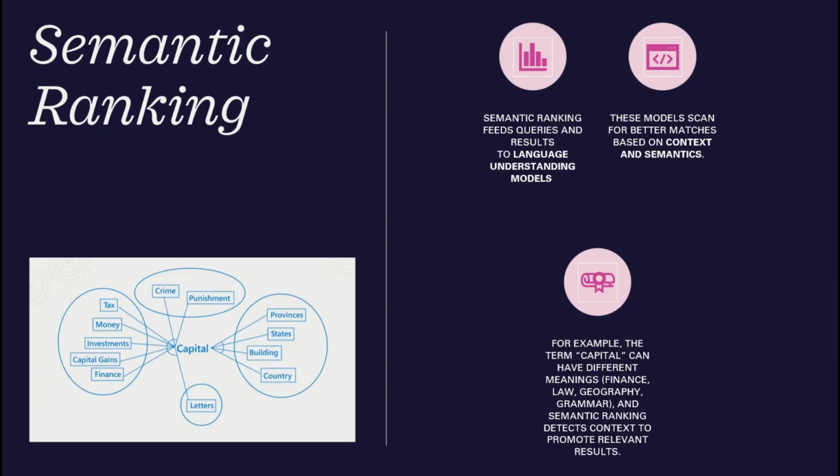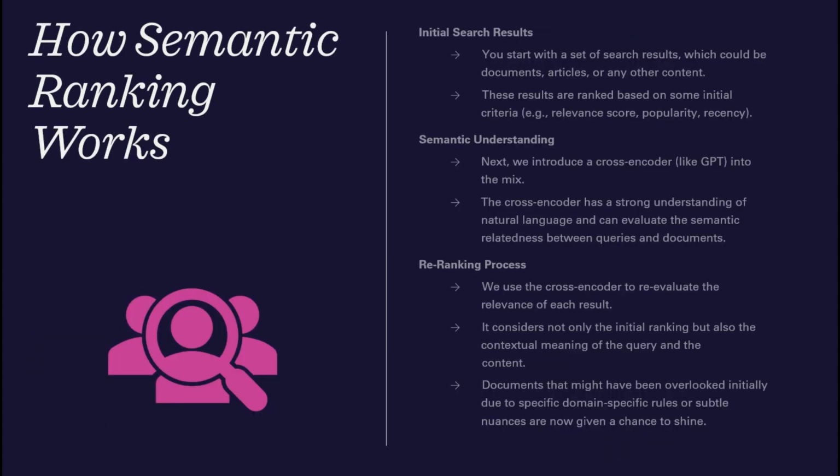Semantic ranking is a powerful tool that feeds queries and results to a language understanding model. These models will scan for better matches based on context and semantics. For example, the term capital can have different meanings for finance, law, geography, and grammar. Semantic ranking detects the context to promote the most relevant results. This leads to more accurate and relevant search results. Let's see how it works.